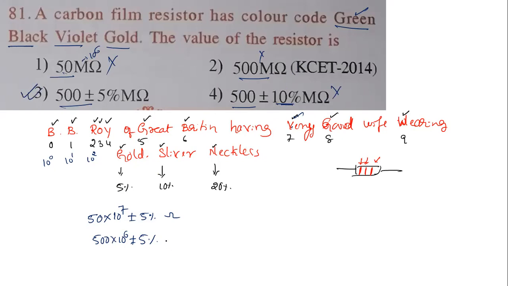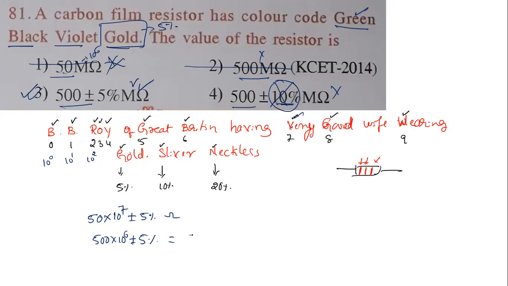Without calculation, we can set this answer as the right answer. The reason is that gold tolerance is 5%. There is no tolerance in this option, so it is wrong. This is struck out, so only 2 options are left. In this one, they have given 10% tolerance, so this is the wrong answer. It is the right answer without calculation. Not always, sometimes. But still, if you want to do the calculation, you can.